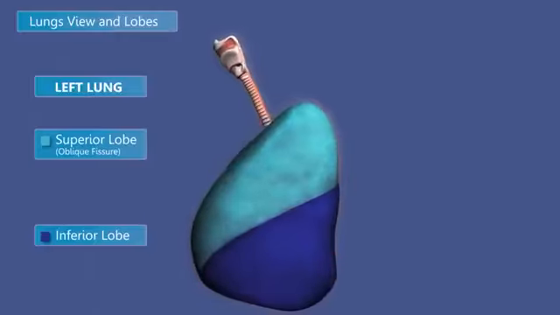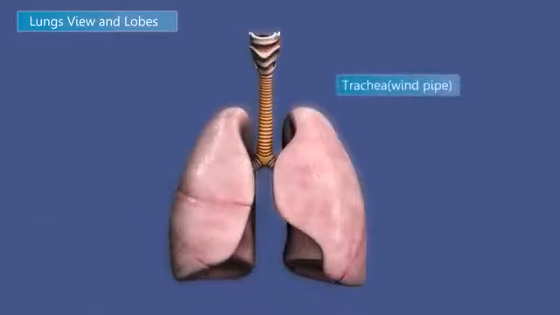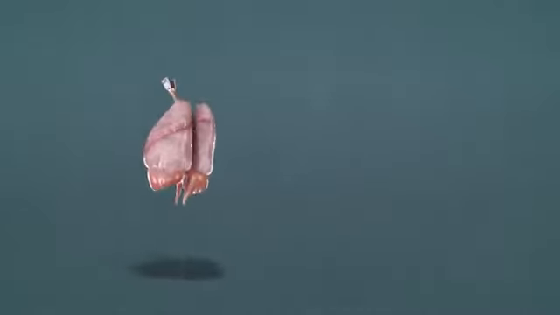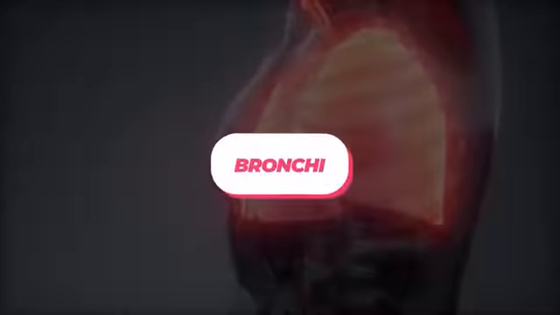It is divided into two main branches, called the bronchi, which lead to the right and left lungs. The trachea and bronchi are part of the respiratory system and are responsible for carrying air to and from the lungs. Bronchi.